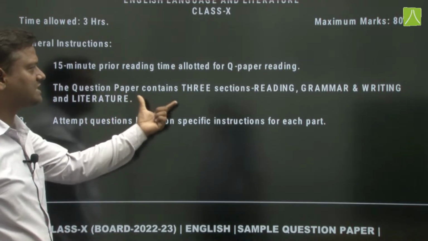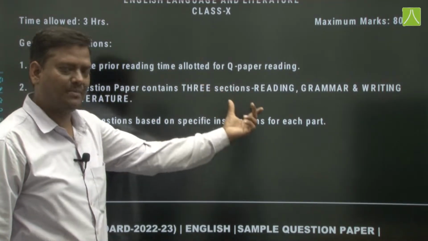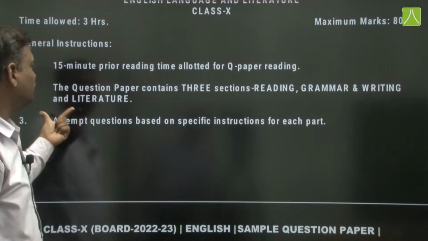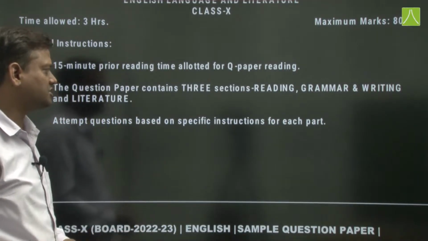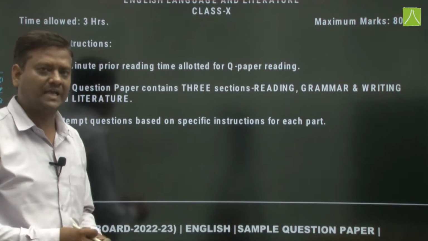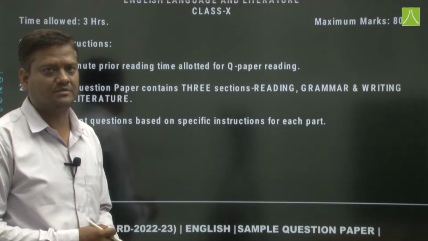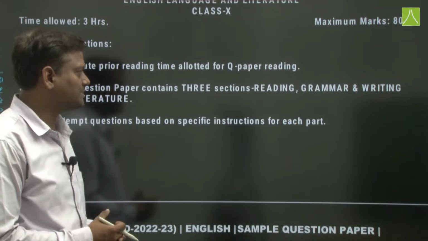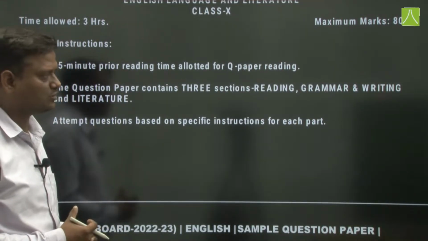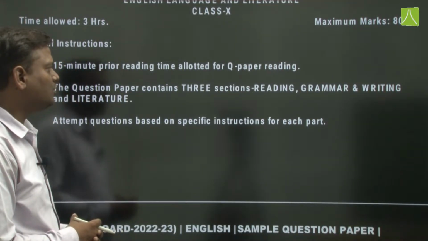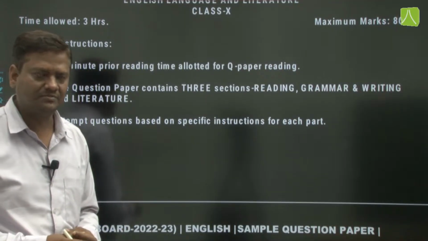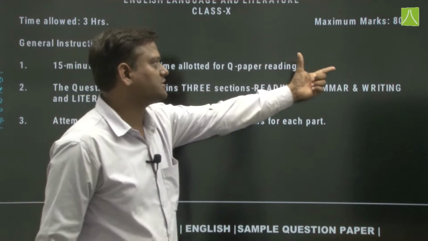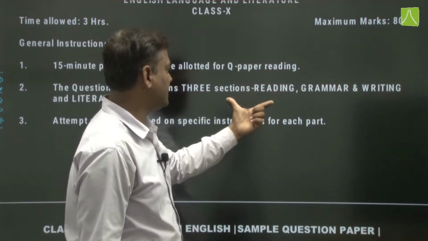The question paper will contain 3 sections: reading, grammar and writing, and literature. Attempt questions based on the specific instructions for each part. Each part has separate instructions to solve that section. And we know that reading, grammar and writing, and literature are the 3 parts. The total 80 marks will be divided as I am telling.